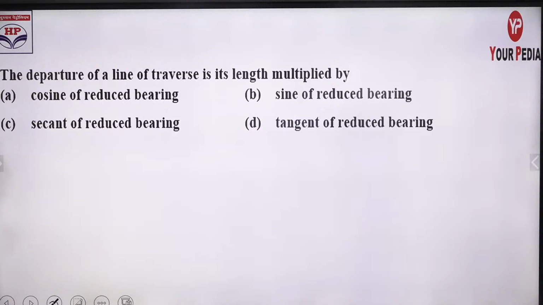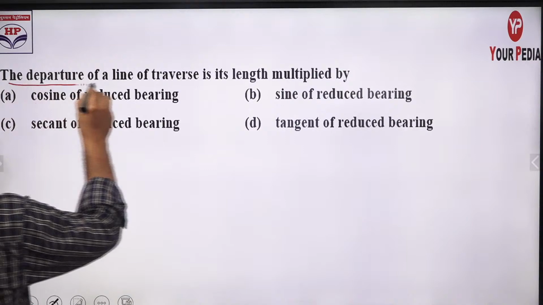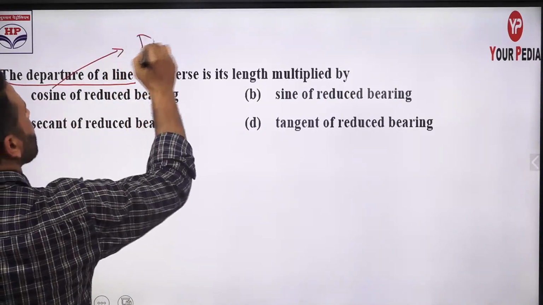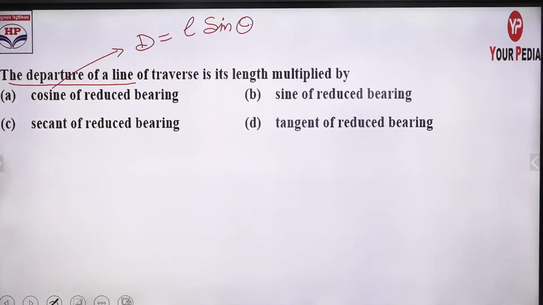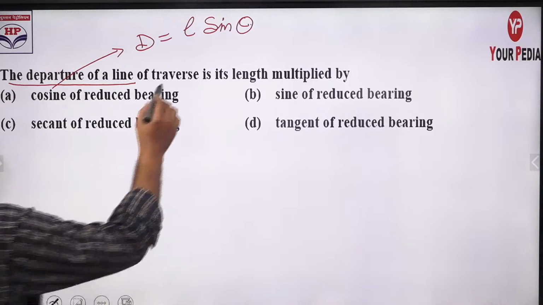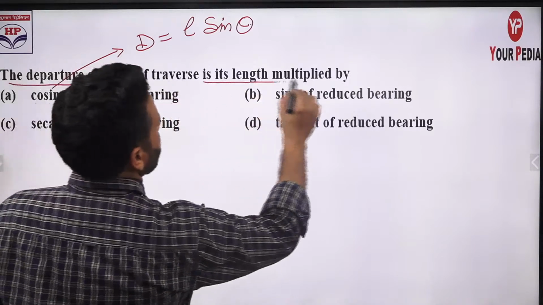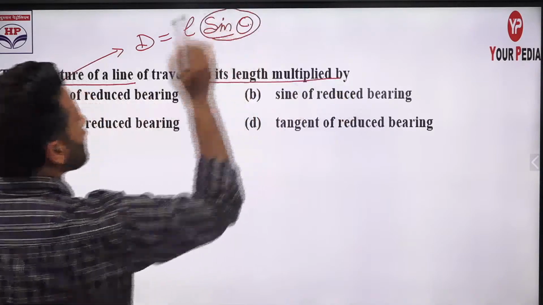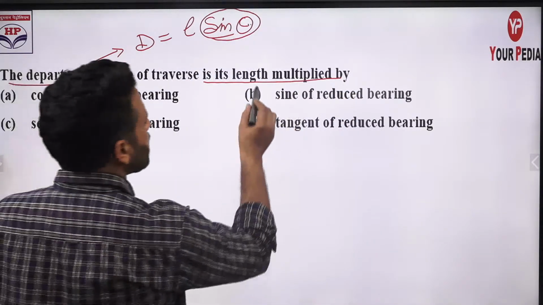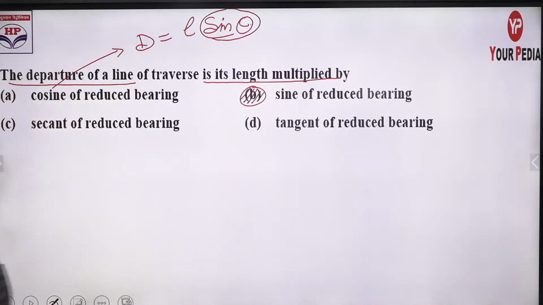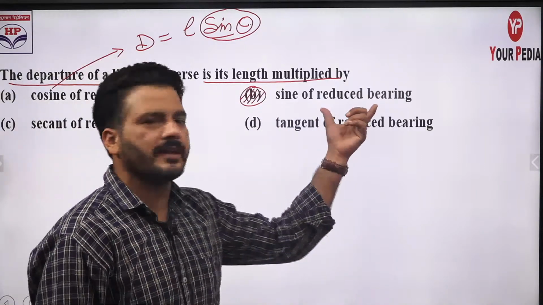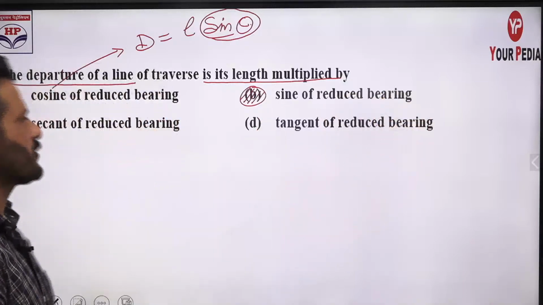So have a look on the next question and let me know what will be the answer. The departure of a line, departure is nothing but capital D equal to L sine theta. That's why I already made a few concepts so that you have better understanding of the questions. Departure of a line of traverse is its length multiplied by sine of reduced bearing. Reduced bearing, there are the two systems of bearing, quadrantal bearing and whole circle bearing, and quadrantal bearing is also known as reduced bearing. Angle will be from 0 degree to 90 degree. Yes, option B will be the answer.